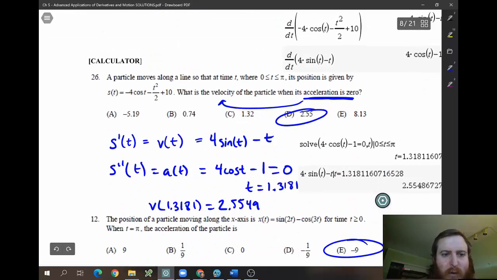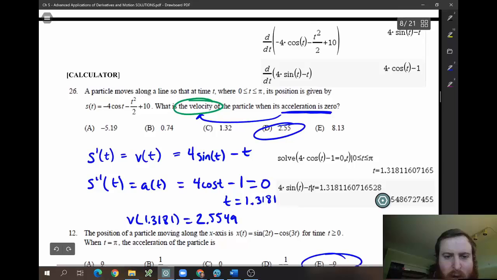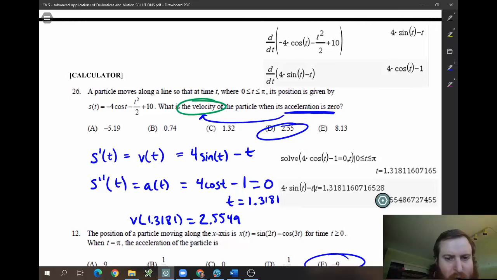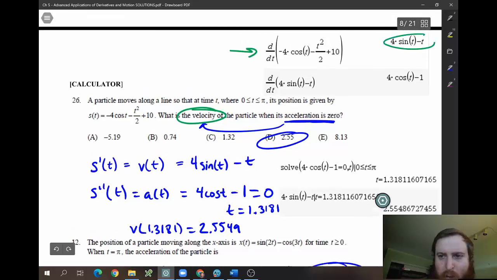Okay, next up, we have a particle motion question where we're given position again. This one's a little bit tricky. You just have to be careful on these. It asks, what is the velocity? So we're plugging into the velocity when the acceleration is 0. So this was a calculator question. On my calculator, I took the first derivative, I did that up here. The first derivative, we got 4 sine of t minus t.